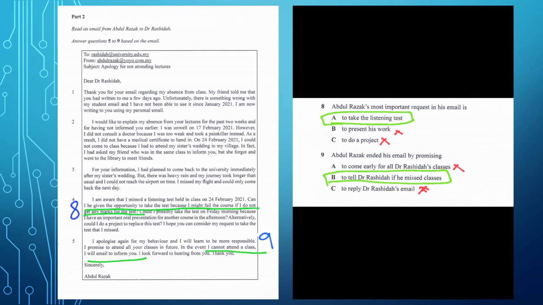For A, to come early for all Dr. Rashidah's class, was clearly not mentioned in the passage. C, to reply to Dr. Rashidah's email, was not even mentioned as well. So B would be the closest or the correct answer. Okay, so that is basically how you can read the passage and answer the questions. And not only to read the passage, but you have to go through the options one by one and eliminate the wrong answers. That will help you a lot when you are finding the correct answers.